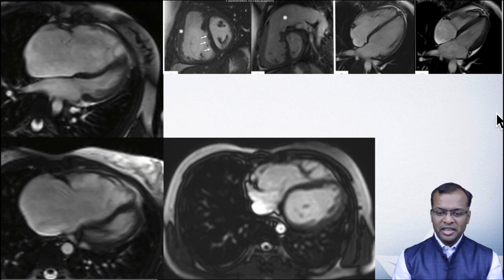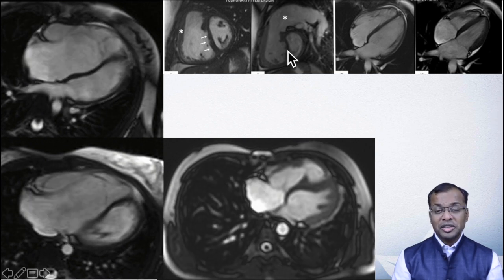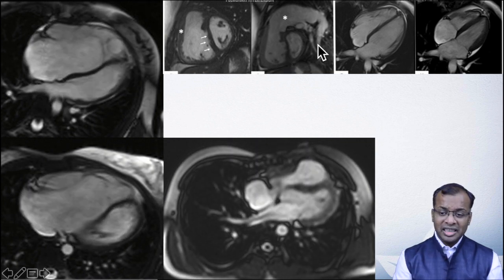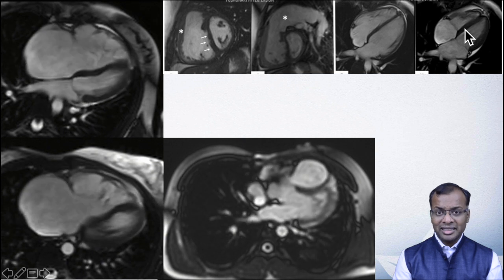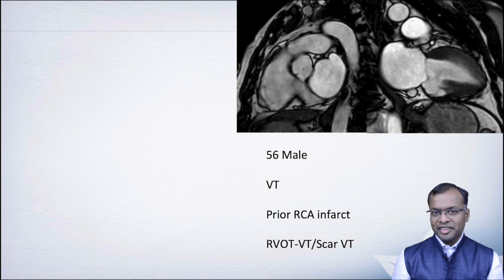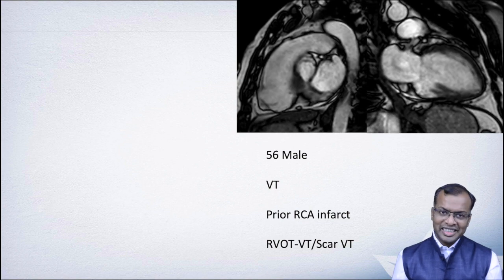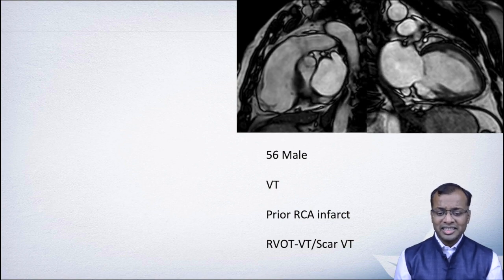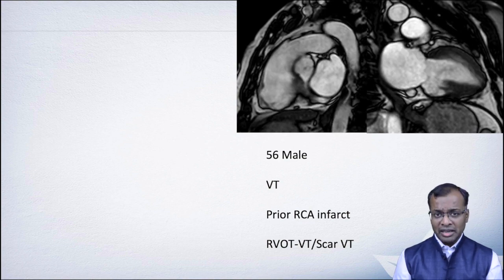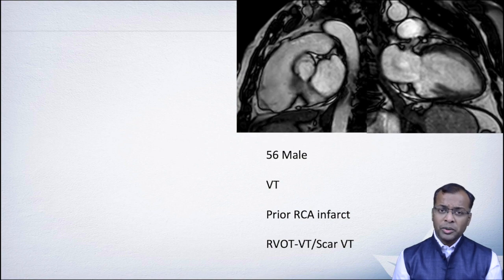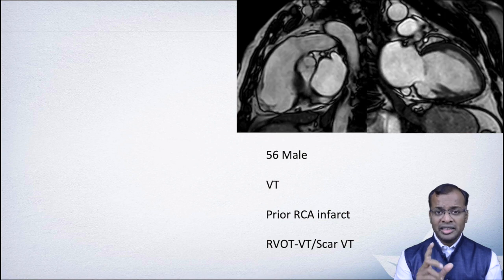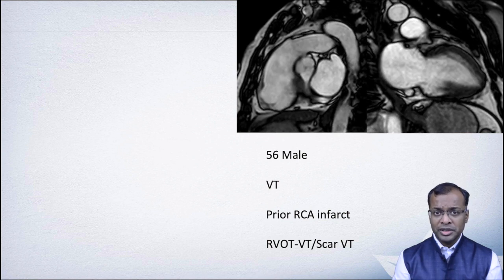Another condition which may mimic is pulmonary hypertension, which will also have RV dilatation. Sometimes athlete's heart can also give similar appearances. This is a very interesting case, which has a nice teaching message. This was a 56-year-old male who had a VT and was known to have an RCA territory infarct. So they wanted to do a VT ablation and wanted us to quantify the infarct size appropriately before they would do the ablation.